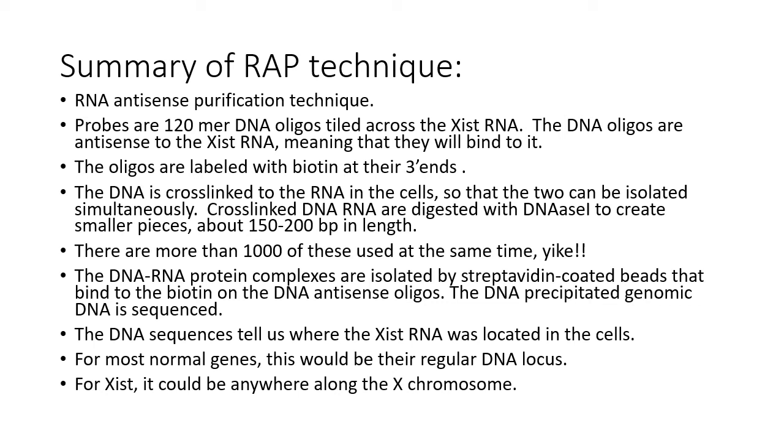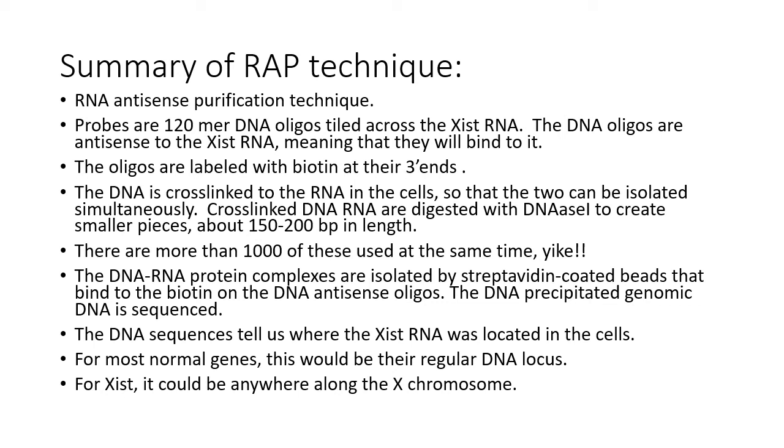Okay, well, a very large number of very long probes are used. They're 125 nucleotides long, and they are antisense to the Xist RNA and labeled so that they will bind to it. And they are labeled with biotin. So the DNA will be cross-linked to the RNA in the cells so that the two can be isolated. The cross-linked DNA-RNA complexes will be digested to create smaller pieces, and then they will be pulled down by the streptavidin-coated beads. Then the precipitated DNA will be sequenced. Okay, again, by the next generation method. So what the DNA sequences will tell us is where the Xist RNA was located in the cells.